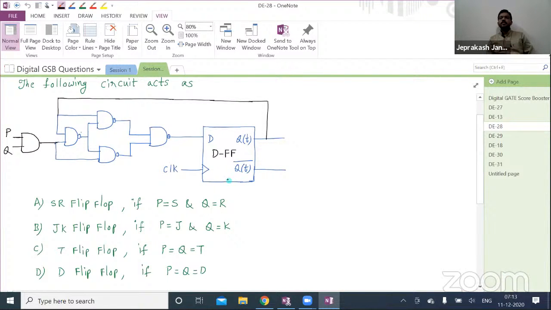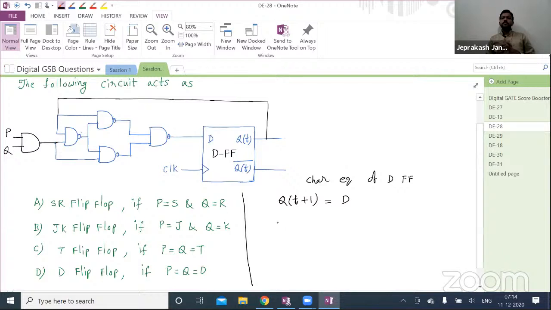So for solving these type of questions, first you have to write the characteristic equation of the given flip-flop. So what is the characteristic equation of D flip-flop? Q of t plus 1 equal to what? D, right? Q of t plus 1 equal to D. This is the characteristic equation of D flip-flop.